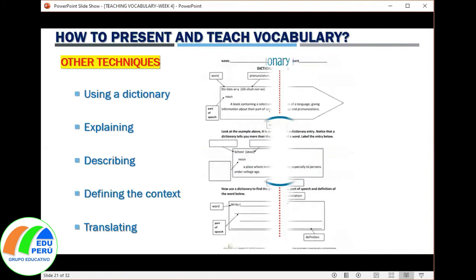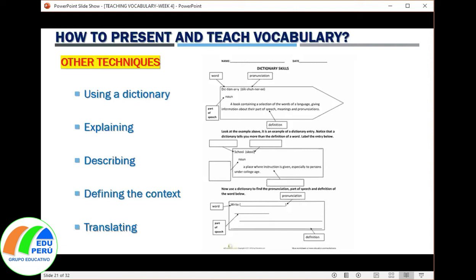Now, for the other one, for more advanced level students, you could use the dictionary skills. So you give a model: you have the word, the pronunciation, the part of speech, and finally the definition. Look at the example above. It is an example of a dictionary entry, in order to use the dictionary properly. Notice that a dictionary tells you more than the definition of a word.